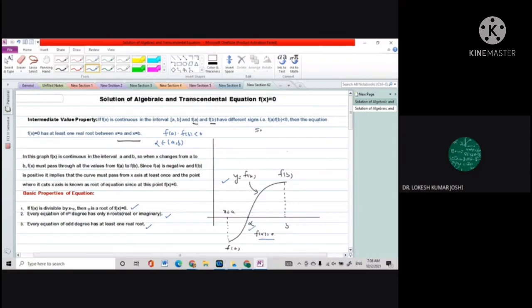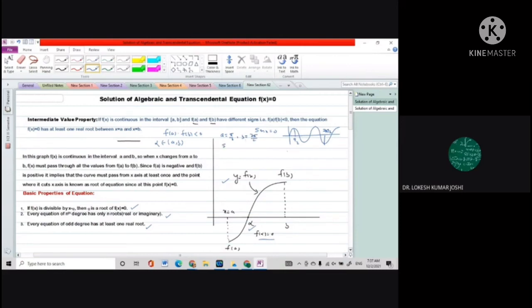Suppose I approximate the root of sin x = 0. If we draw the graph of sin x, it will look like this. I am going to use the intermediate value property, and I take one point pi/2. This point is pi/2, and this point is 7pi/2. Now we have two values: a is pi/2 and b is 7pi/2.